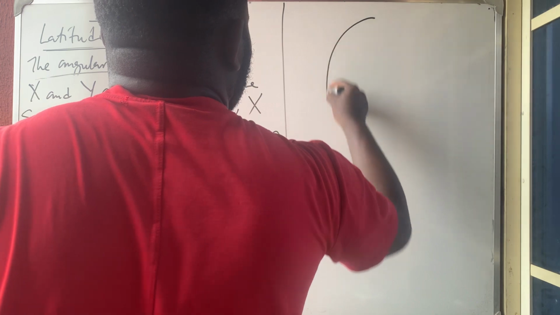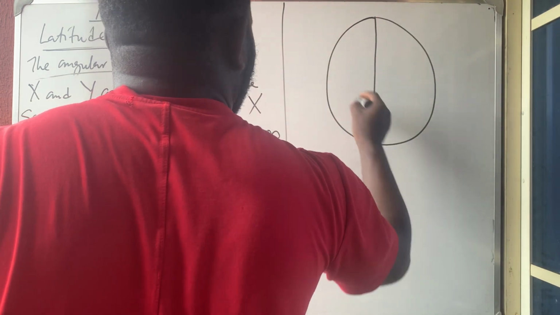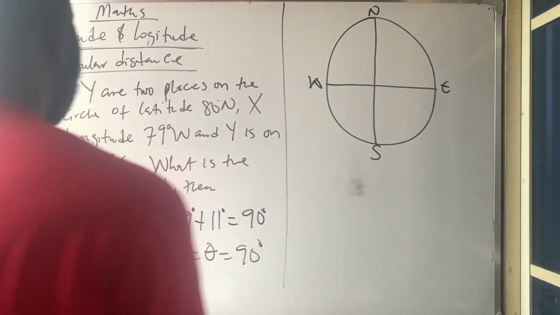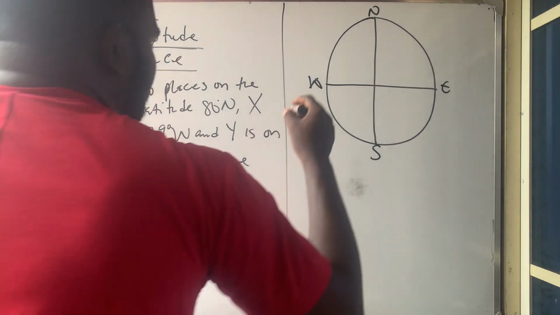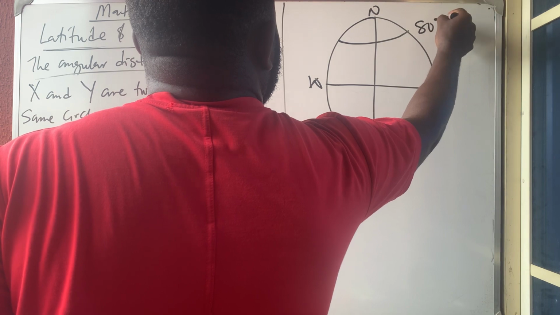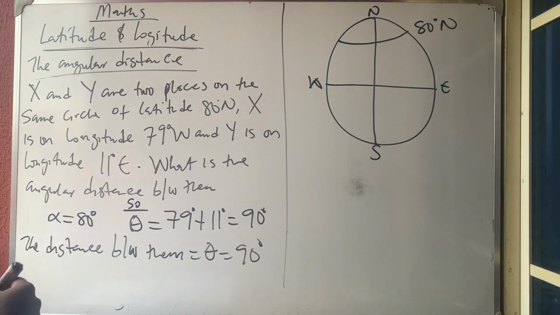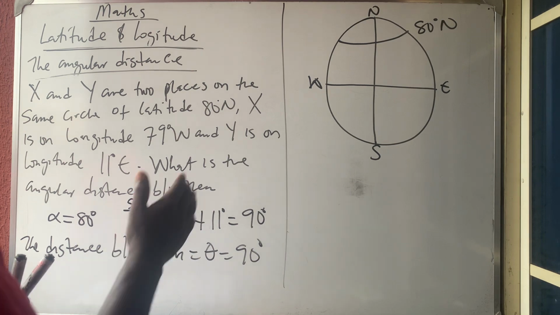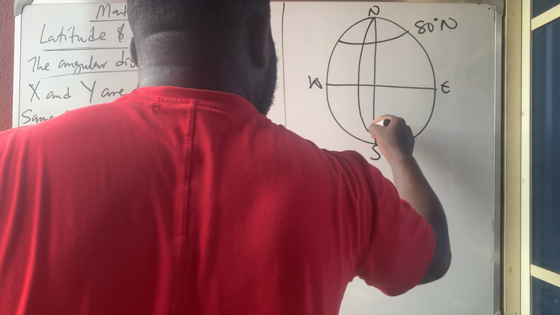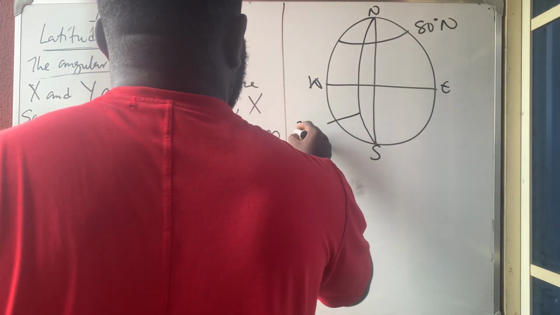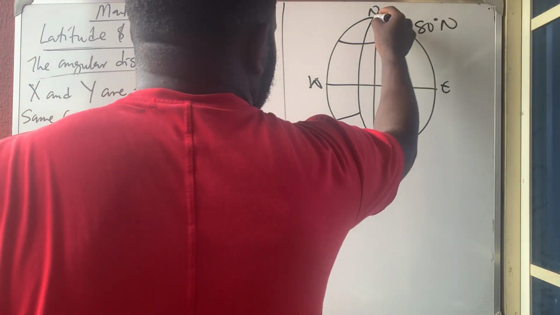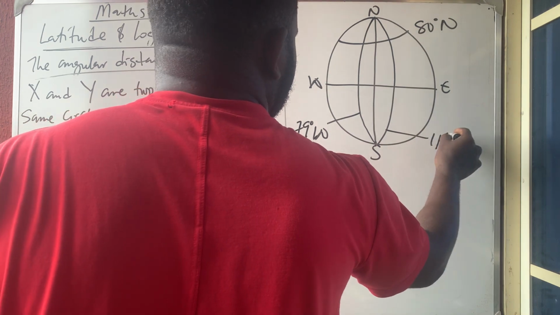But let us draw it so that you understand it very well. You put your cardinal points: north, south, east, and west. They say that they are on the same latitude of 80 degrees north, so this is my 80 degrees north. Then the other one is on longitude 79 degrees west. This is west. So I'm drawing my west from here to here, and name it 79 degrees west. The other one is 11 degrees east. East is on the other side. 11 degrees east.